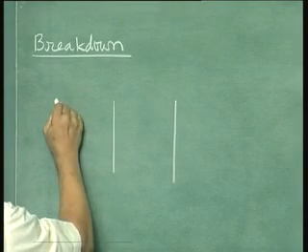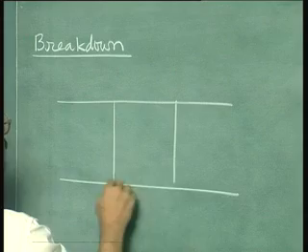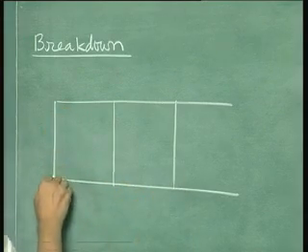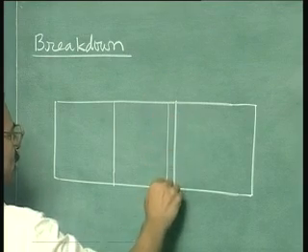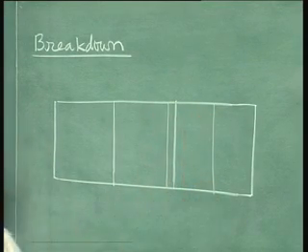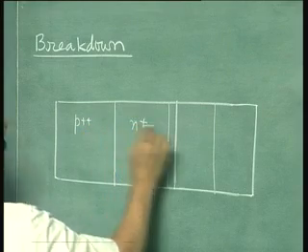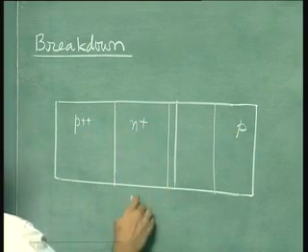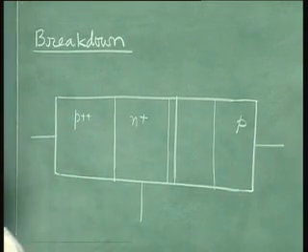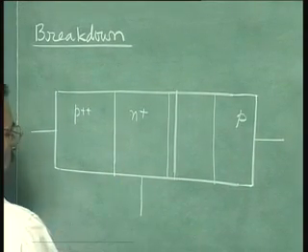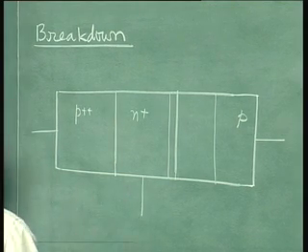So this is your transistor, and let us say this is your collector to base depletion layer. So this is P plus plus, N plus and P. Now let us show the currents which are flowing according to the flow diagram.